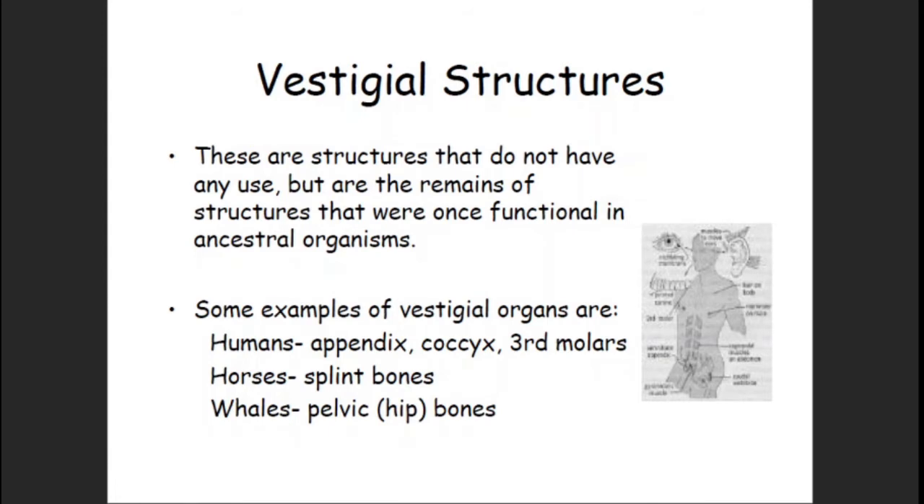Vestigial structures. These are structures that do not have any use today, but are the remains of structures that once functioned in our ancestral organisms. For example, the human appendix, coccyx, and third molar. In horses, the splint bones, and in whales, the pelvic bones.